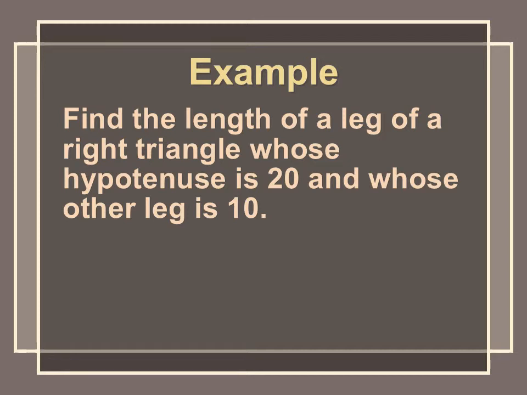Try one more. Find the length of the leg of a right triangle whose hypotenuse is 20 and whose other leg is 10. So that means that your C is 20 and your B is 10 and you want to find A. You can use the Pythagorean theorem that says A squared plus B squared equals C squared. So A squared plus 10 squared equals 20 squared. Go ahead and see if you can solve for A. All right, you should have gotten the square root of 300, which is approximately 17.3 on your calculator.